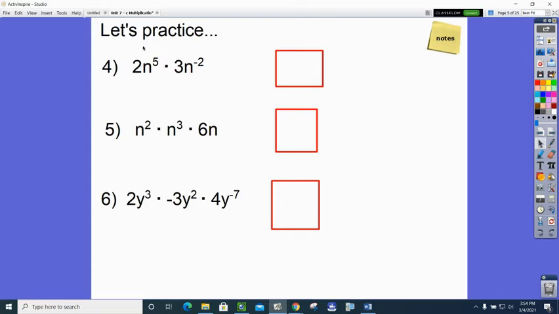I'm going to do the first one with you, and then I'm going to ask you to do the next two. So, we haven't talked about what happens if there's numbers in front. What you have here is a 2 times an n to the 5th times a 3 times the n to the negative 2. And you could kind of think of this in changing the order. You've got 2 times 3. Well, 2 times 3 isn't going to change anytime soon. That is going to be 6. So we're going to multiply those coefficients.